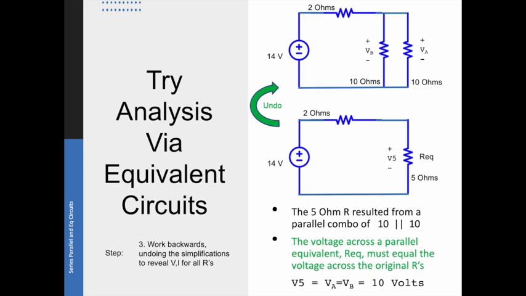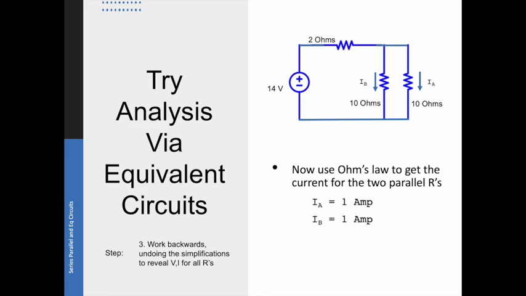And now we'll undo the combination that resulted in this 5 ohm. The 5 ohm resulted from the combination of the two 10s. We know the voltage across the 5 ohm resistor. Therefore, we know the voltage across the two 10 ohms. They're all 10 volts in this case. Now that we have the voltage across those two 10 ohm resistors, we can compute the current through them, each 1 amp. You'll notice, by the way, the 2 amps through the source and through the 2 ohms split evenly. That even split is due to the fact that these two resistors are equal valued.